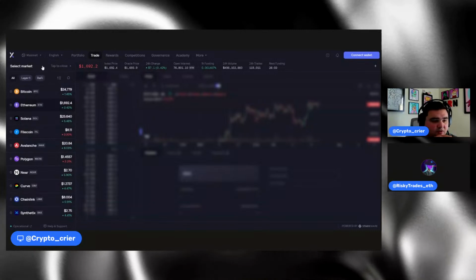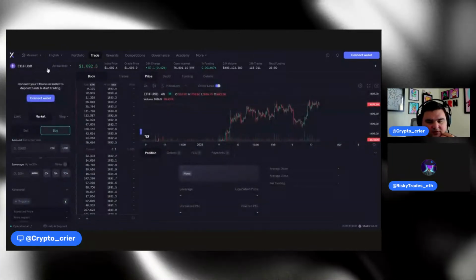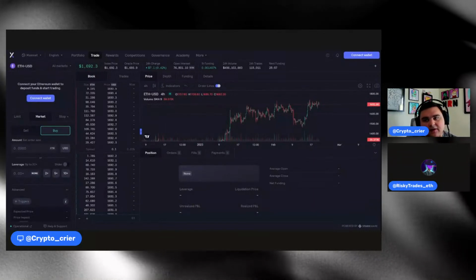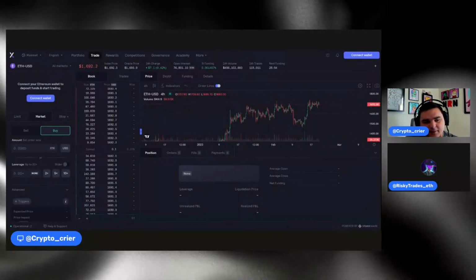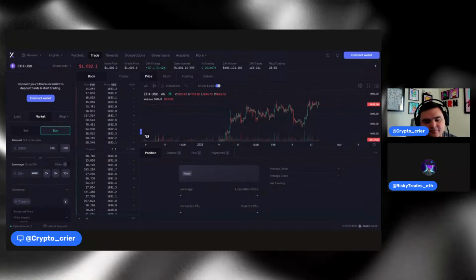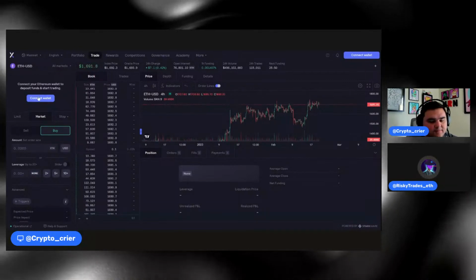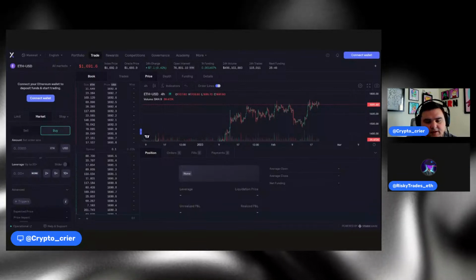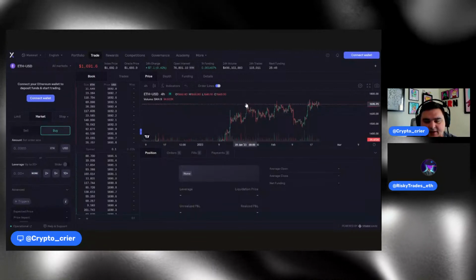I don't do any of these centralized platforms, but pretty much every platform has some sort of small spot perpetual market. So when you say spot, let's explain what spot is. Yeah, so spot just means that you're buying the underlying asset.